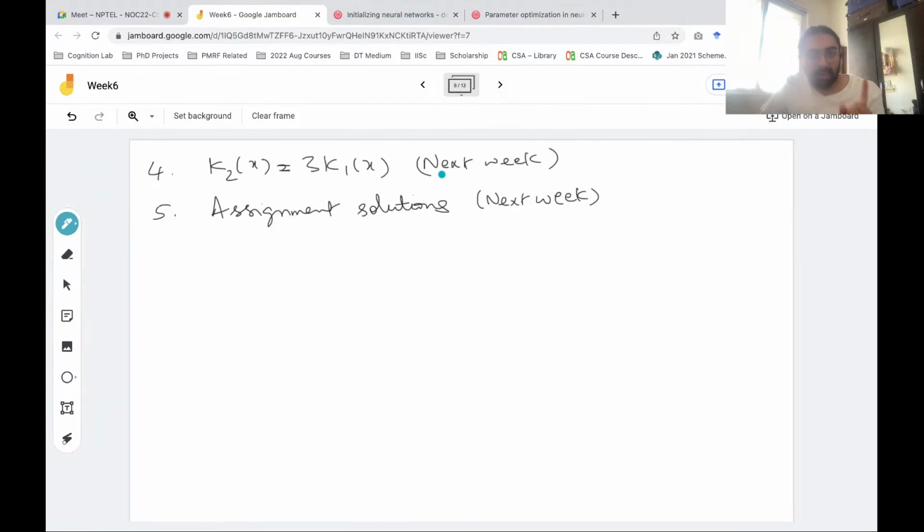Now there are two things pending. One is k2 of x. K1 of x is a kernel which has x and x squared, and K2 is a kernel which has 3x and 3x squared. We wanted to prove that the margin has become thrice, so we went through intuition and proving it mathematically. I found a solution, and we'll discuss it next week. There was one more thing about assignment solutions.